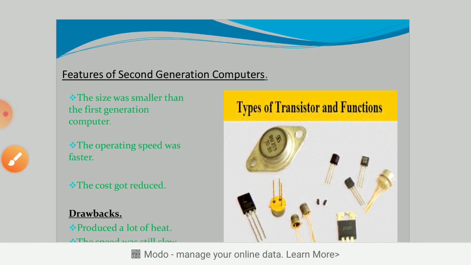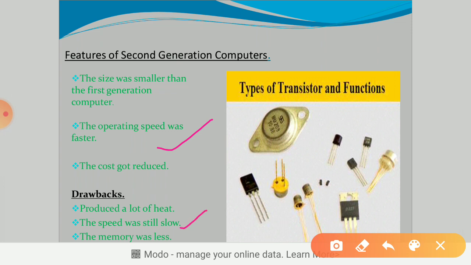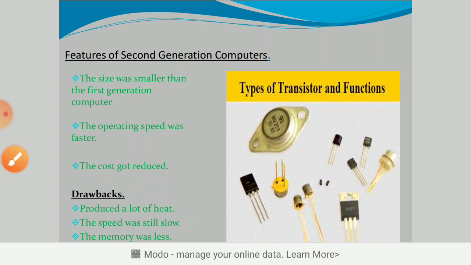So what were the features of the second generation computers? The computers became much smaller in size. They also became faster and cheaper. The operating speed was very fast. So you can see in the picture, this is a transistor. So what were the drawbacks of this generation? They produced a lot of heat. The speed was still slow. The memory was less.